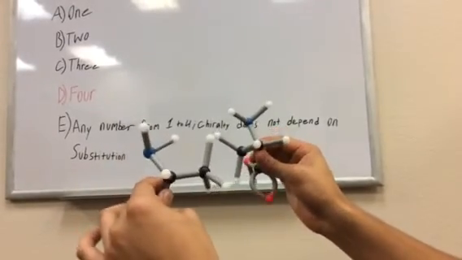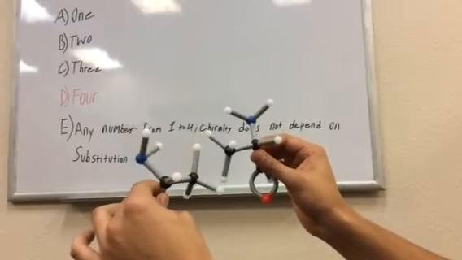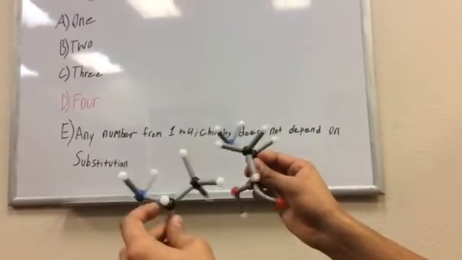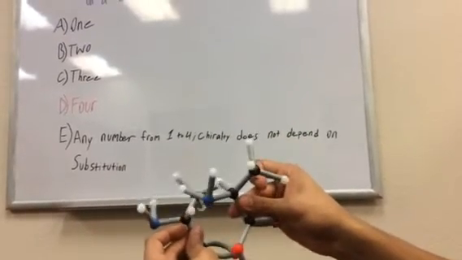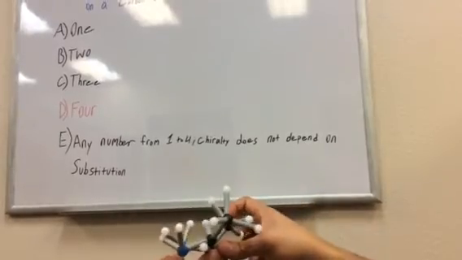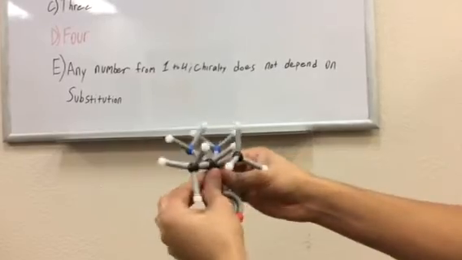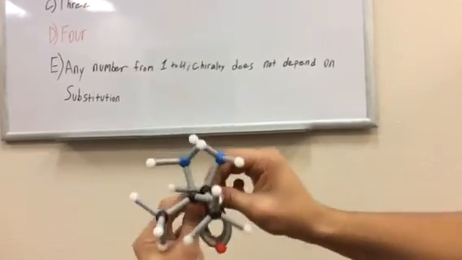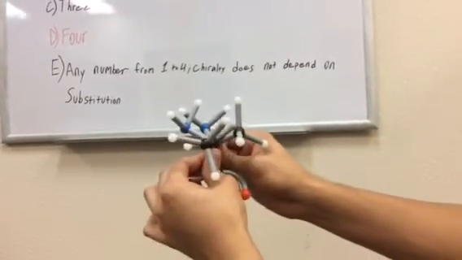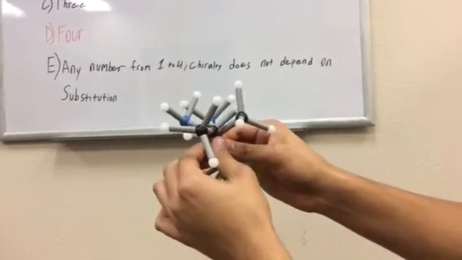So to test whether this is true or not, we get the mirror image right here, and we try to superimpose them. If you try to do that, you actually end up with methyl groups going in 2 different directions if you try to put everything else together. So you can see that these are not superimposable, hence this would be a chiral molecule.